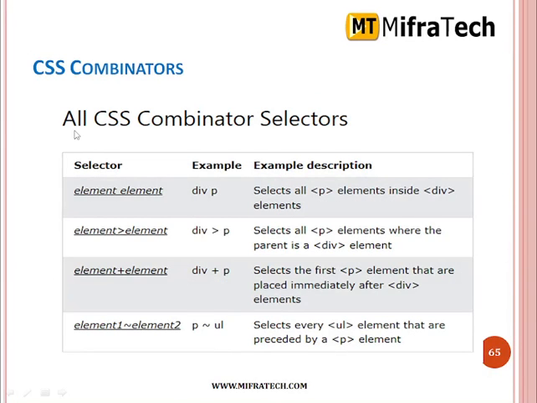Some of the combinator selectors: element element, example div p; element>element; element+element; element~element. The description: div p selects all paragraph elements inside the div element. div > p selects all paragraph elements where the parent is the div element. div + p selects the first paragraph element placed immediately after a div element. p ~ ul selects every unordered list element that is preceded by a paragraph element.